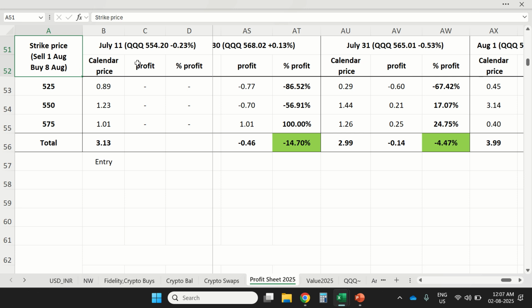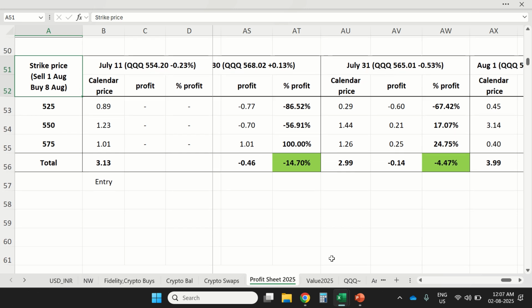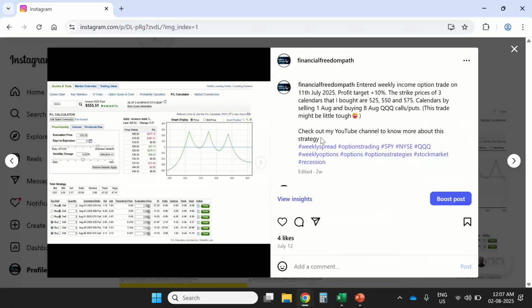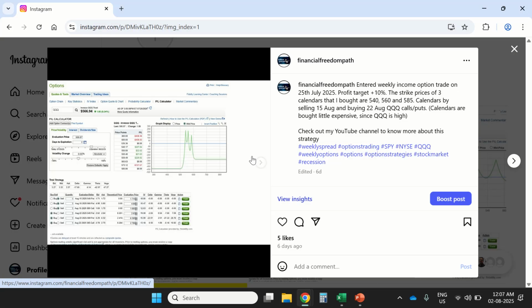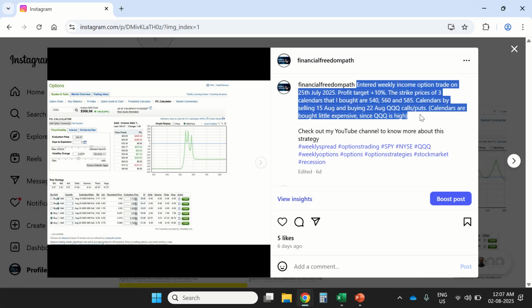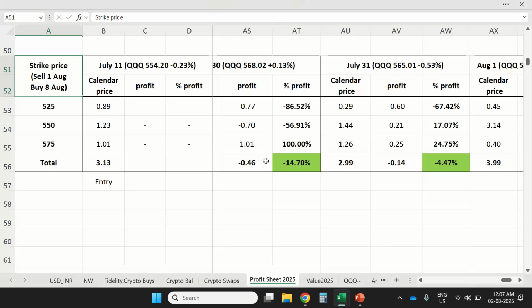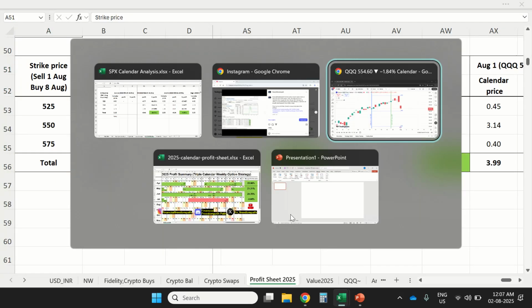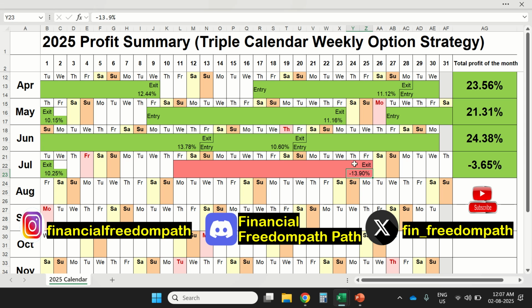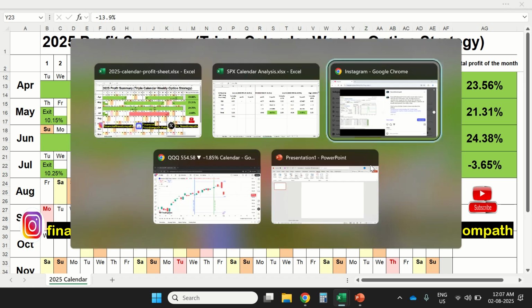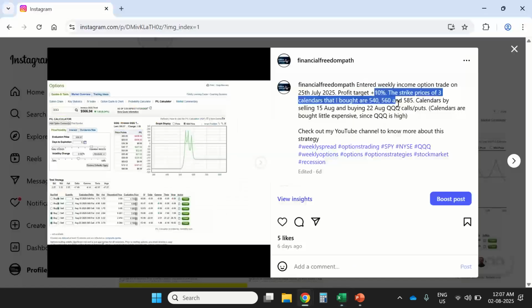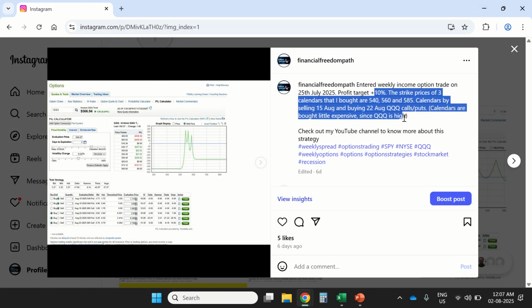I have entered a new trade on July 25th only. I have already posted about that trade. Let me show you. So this is my new trade. We'll see how this trade performs. I entered on 25th of July. As I exited the earlier trade on 25th of July, I entered another trade. So I'm already in this trade. I'm making some profit from this trade. So let's see when it reaches 10% profit, and we'll exit this trade.